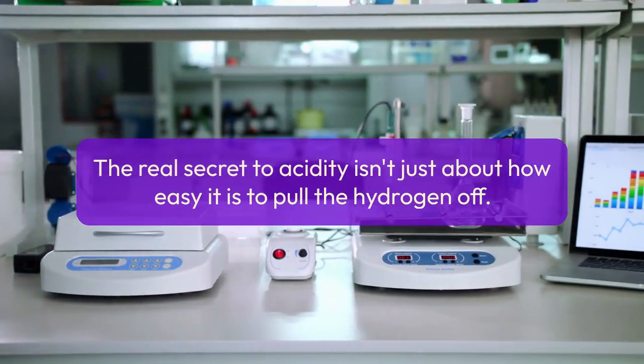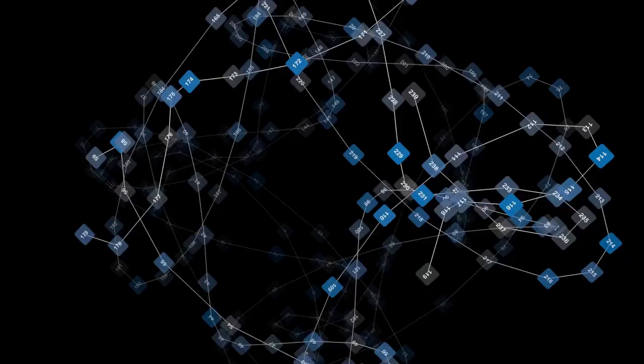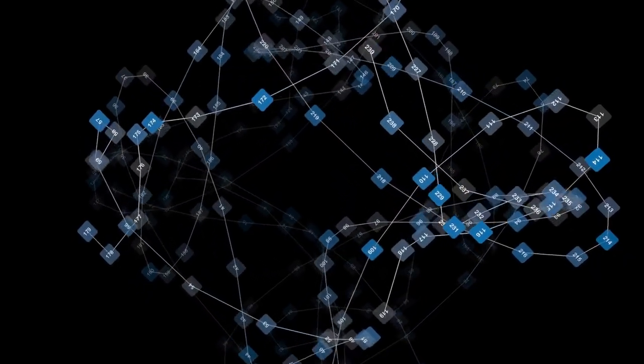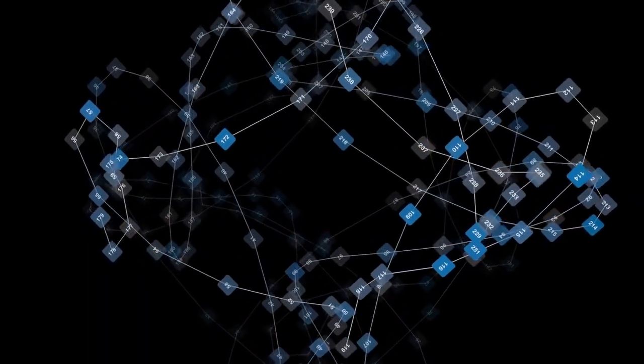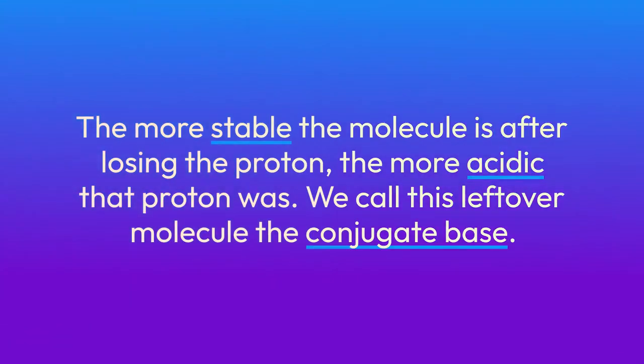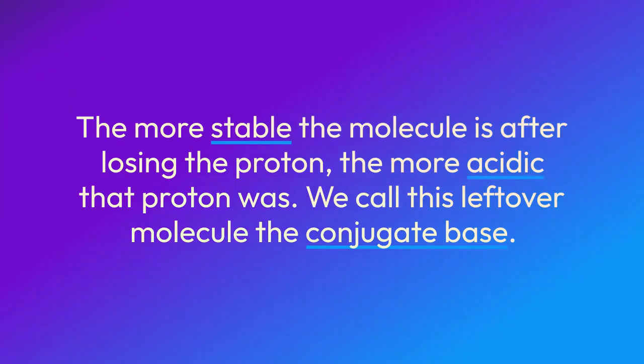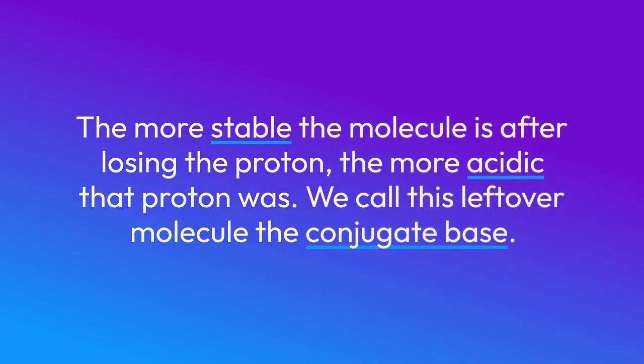But the real secret to acidity isn't just about how easy it is to pull the hydrogen off. The most important question is, what happens after the hydrogen leaves? This leads us to the golden rule of acidity: the more stable the molecule is after losing the proton, the more acidic that proton was. We call this leftover molecule the conjugate base.